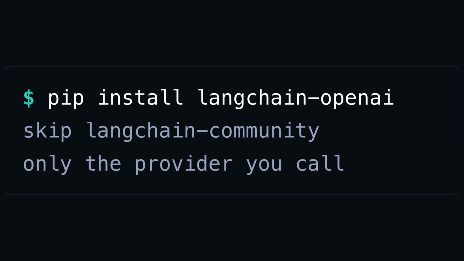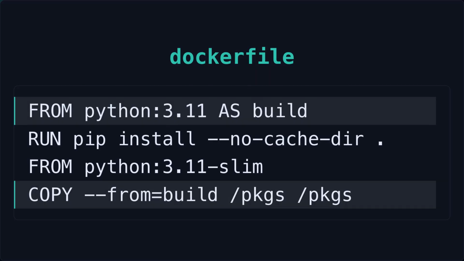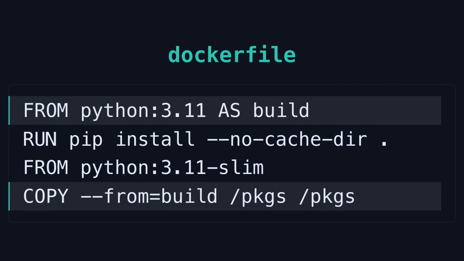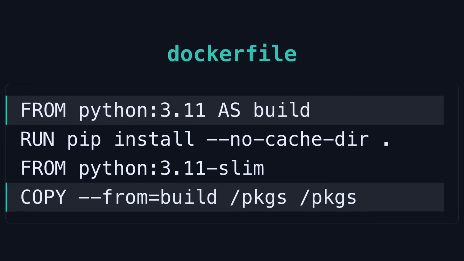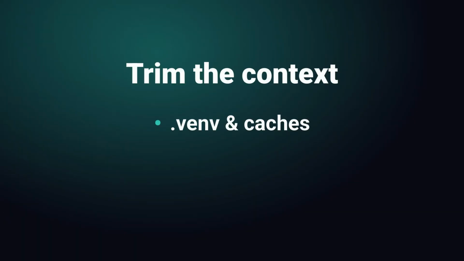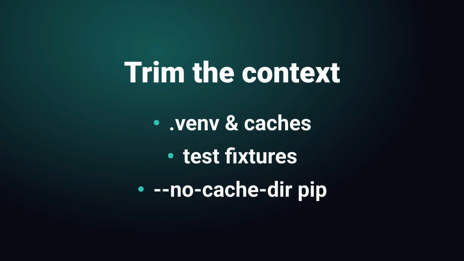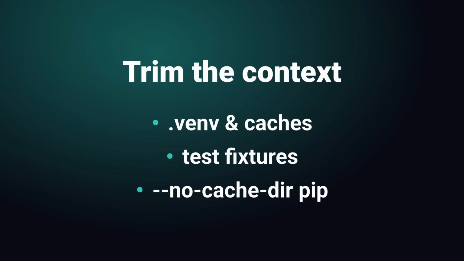Then there's the build itself, and this is where people leave the most on the table. Use a multi-stage build. Compile your wheels in a builder stage, then copy only the installed packages into a clean, slim runtime. Add a tight dockerignore so your virtual environments, caches, and test fixtures never enter the context. And pass no-cache-dir to pip so you're not baking pip's download cache into a layer nobody will ever read.